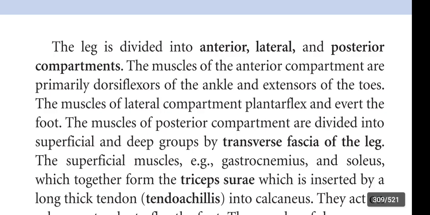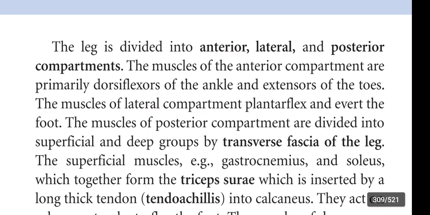The muscles of the posterior compartment are divided into superficial and deep groups by the transverse fascia of the leg. Which fascia divides the posterior compartment into two groups, that is superficial and deep groups? The transverse fascia of the leg.